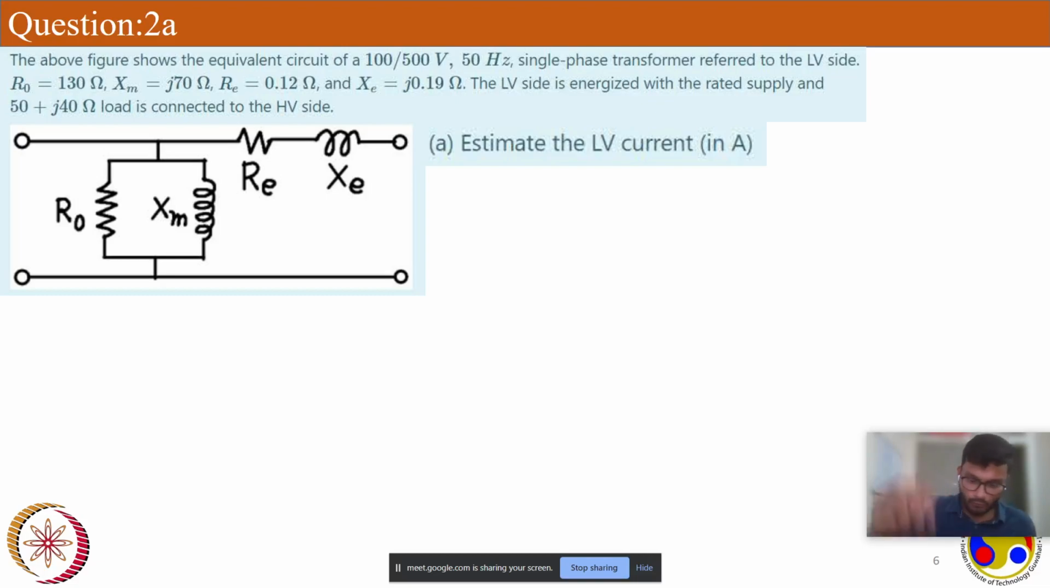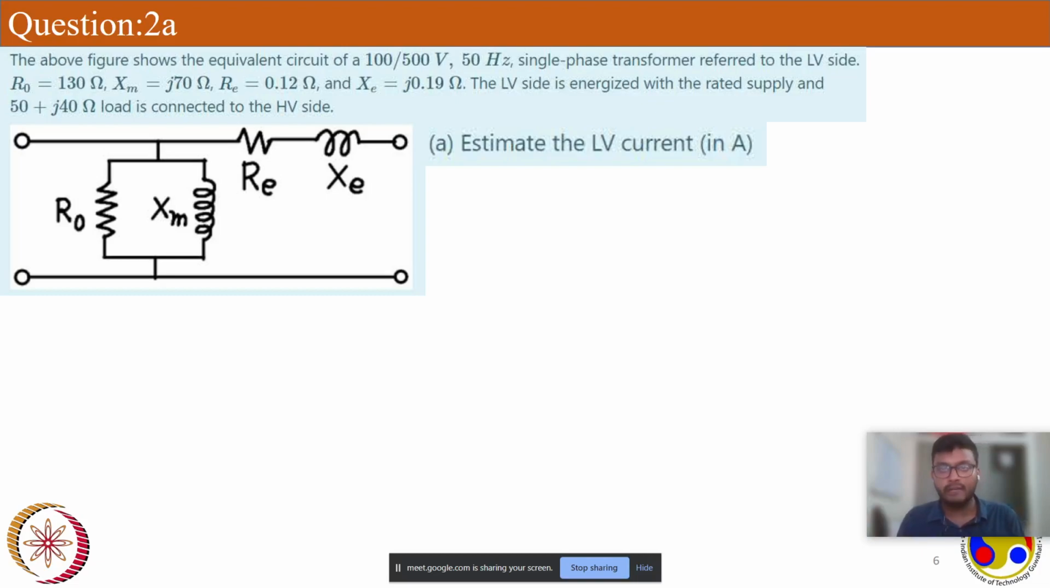Before solving it, whenever you are solving such questions with an LV side and an HV side, the first thing to remember is that if you want to solve for any parameter, refer all the parameters either to the LV side or the HV side, then do the calculation. If the parameters are referred to two different sides and you do the calculation, you will go wrong, because you have to see where each parameter is being referred.